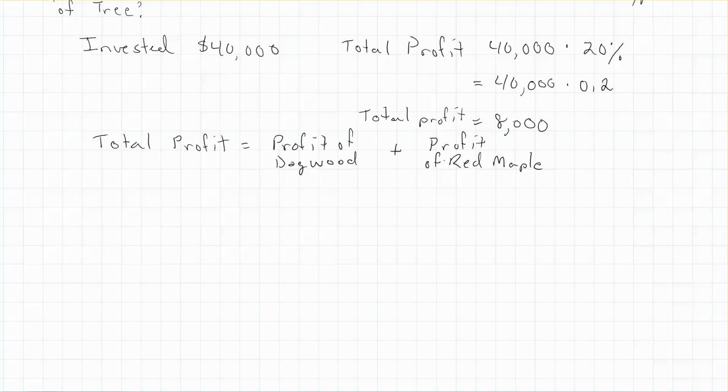Now, what do we have here? Well, if you look at the book, it probably often tries to have you do this without writing two equations down. I like writing two equations down. I think it's a little bit easier personally. So I'm going to just let D be the profit of dogwood, and let R be the profit of red maple.